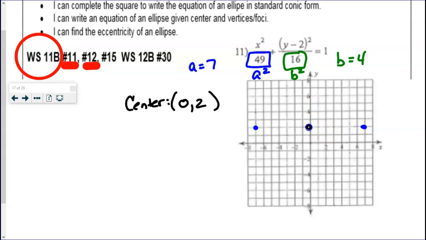All right, then our b value, which is our minor axis, is vertical, so it's going up 1, 2, 3, 4, and down 1, 2, 3, 4.